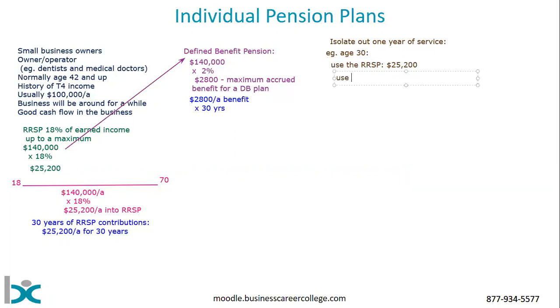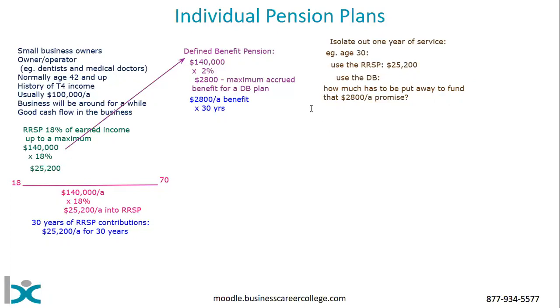Whereas if we use the defined benefit pension, the question is, how much has to get put away to fund that $2,800 a year promise that's made to the employee? And I don't care if it comes from the employee's pocket or the employer's pocket or whatever the case is. That's not the point of this portion of the video. We will talk about that for the IPP in a couple of minutes. But how much has to be put away to fund that $2,800 promise?